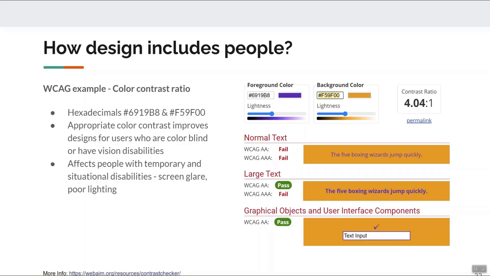So the designers of this could have used this color contrast checker to see how their colors would affect different types of users. The colors here could also affect people with temporary or situational disabilities. There could have been screen glare or poor lighting that would have made this color combination harder to read.